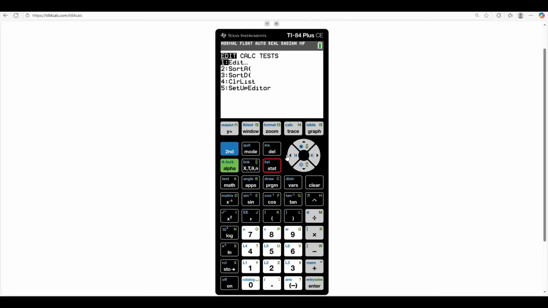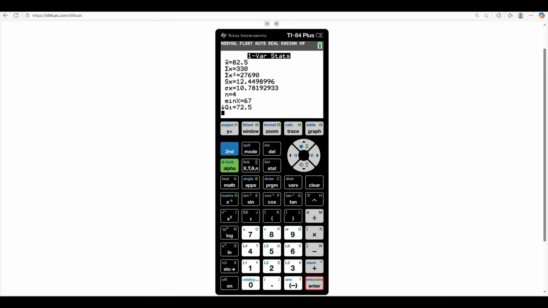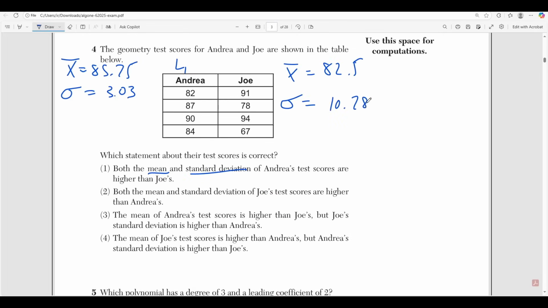So for Joe, go into stat, calc, one variable statistics, but remember, I put his data in the second list. So just press second 2 to get to list 2, calculate, and we see that his x bar, or his mean, is only 82.5, but the standard deviation is like 10.78. So which answer choice encapsulates this or shows this relationship?